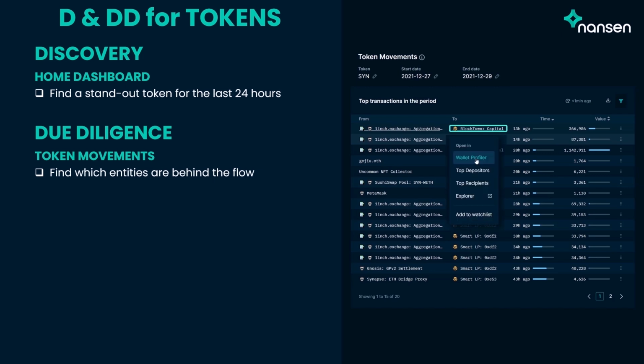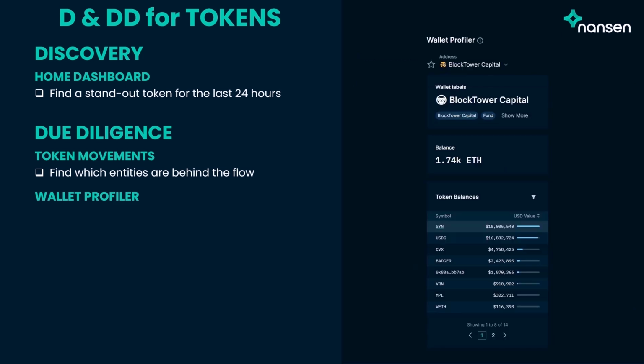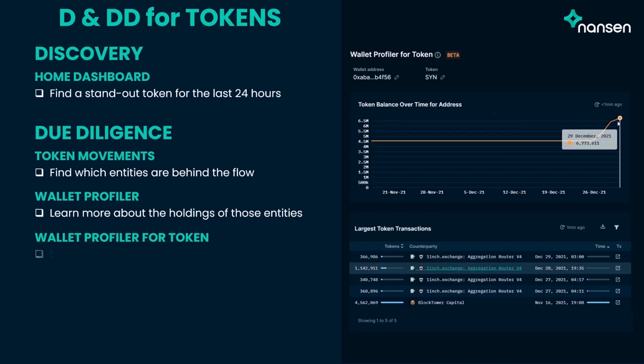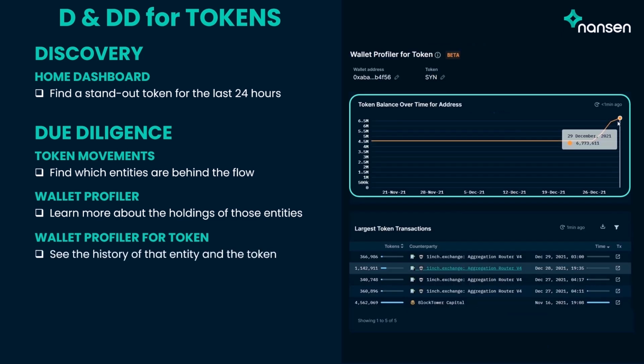Right-click on the entities and go to their wallet profiler. See if they are still holding on to the token and how much they have compared to other tokens. Right-click on SYN and go to the wallet profiler for token. See more precisely what they have done with the token before and their transaction history.